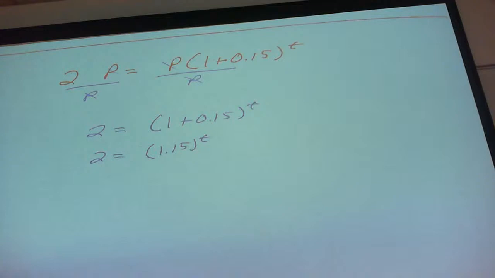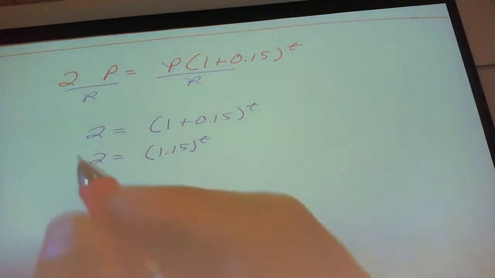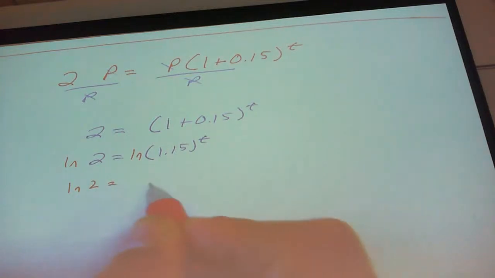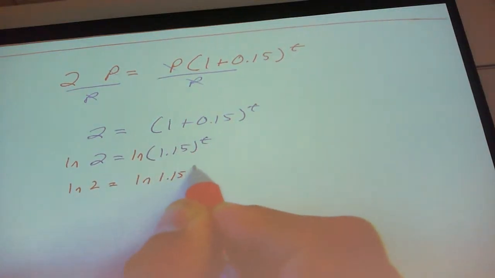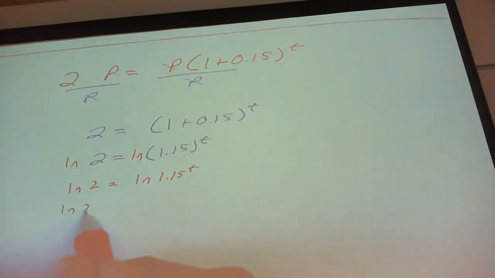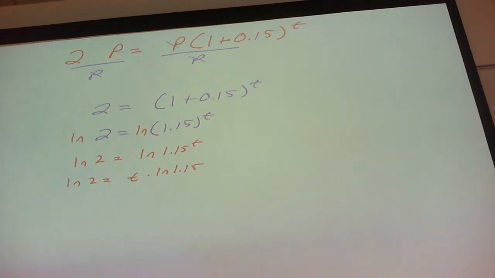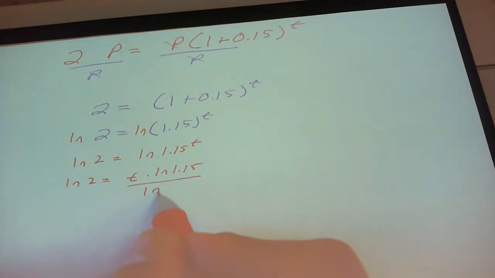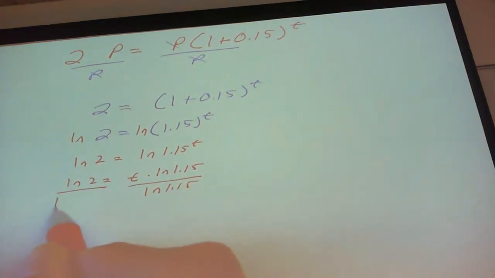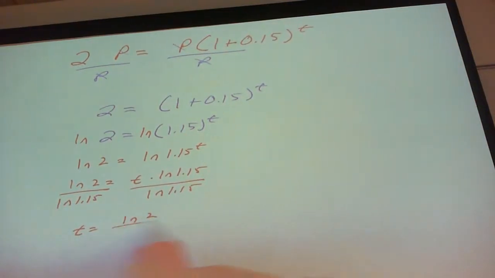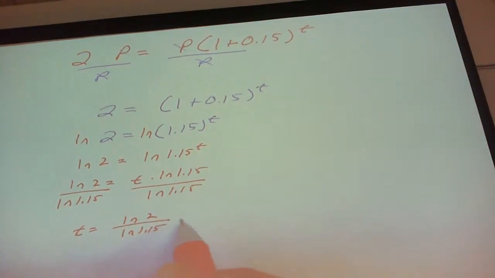I'm going to work it out as you're working it out. I'm going to ln both sides. Which means ln of 2, the t can go in front, ln of 1.15. Divide by ln of 1.15. T equals ln of 2 divided by ln of 1.15.